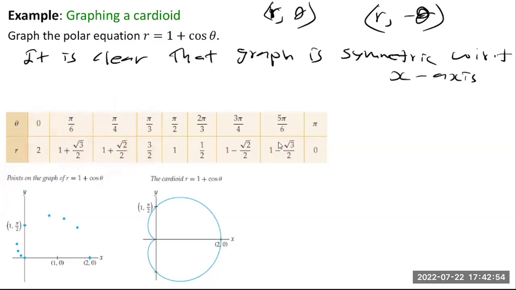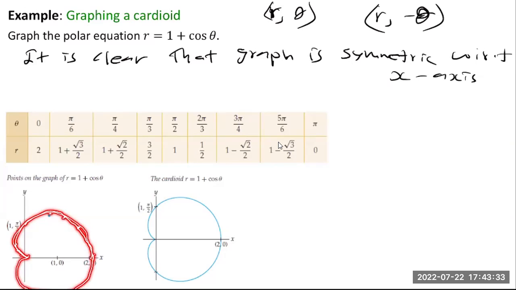Now I'm going to mark those coordinate pairs. 0, 2 is clearly here. Pardon me, it should be (2, 0), because r is 2 and theta is 0. This is the point. And then r is 1 plus the square root of 3 over 2, and theta is pi over 6. That will be this point, and the next point will be this one, and so on and so forth. You mark all those points. Now you can draw the rough shape of that graph in the upper half plane. Since you know that this graph has to be symmetric with respect to the x-axis, you should have the lower half like this.